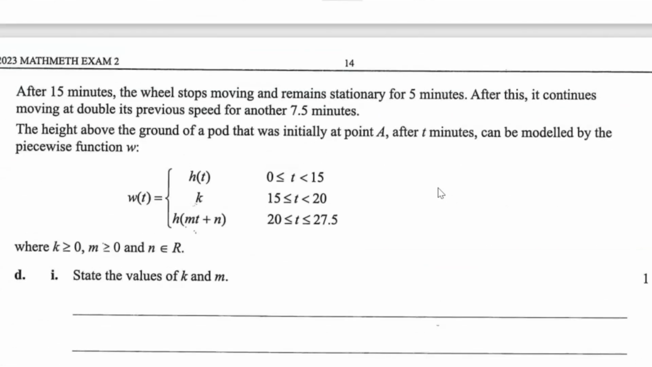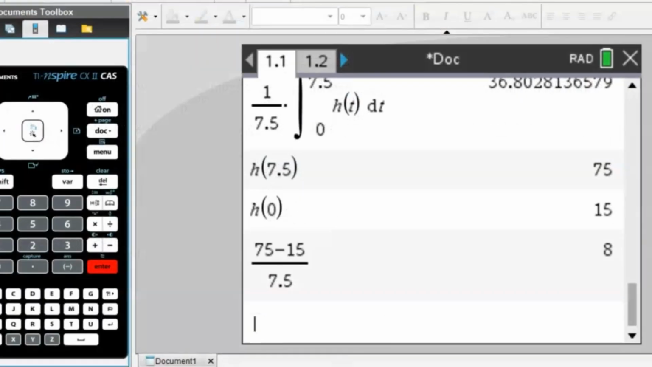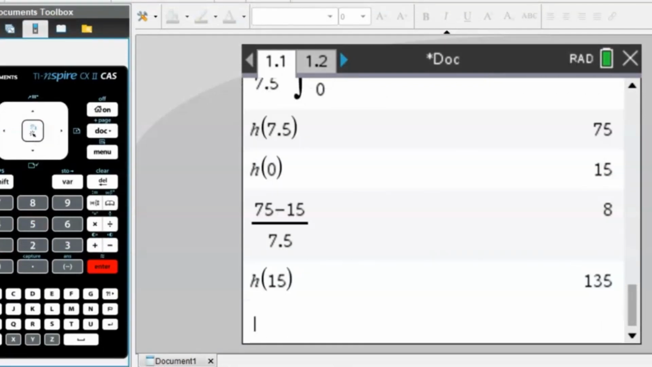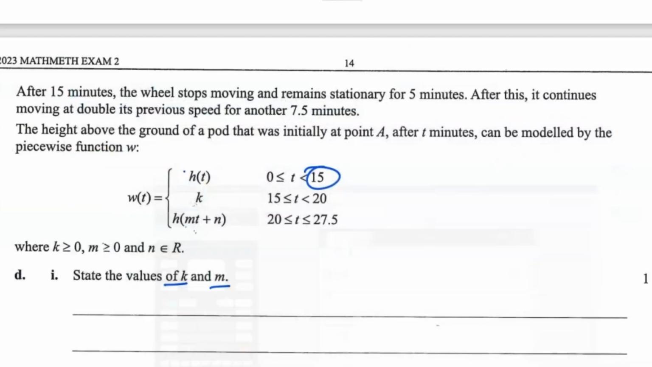Alright, now we know that h of t is that, so state the values of k and m. Well, at this point here, they are both the same when it's 15, so if I actually substitute 15 into h of t, what do I get? h of 15, that's 135, so k is 135.